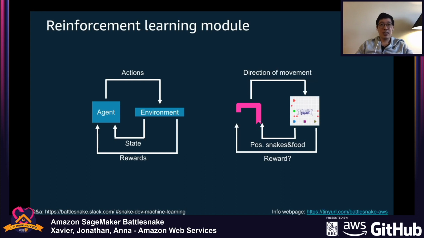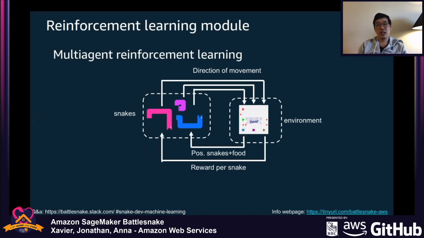So in terms of Battlesnake, the actions are quite simple. It would be whichever direction your snake goes, which is up, down, left, or right. The states will be a representation of the positions of the snake, the food, and the position of other snakes. The reward is a bit more complicated, so I will go into that a bit later. But in Battlesnake, the interesting part is that it's not just one snake, it's actually multiple snakes.